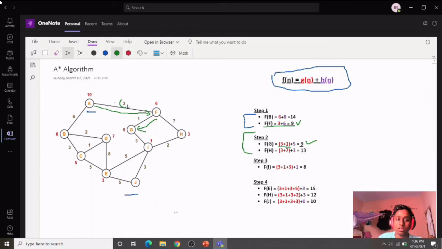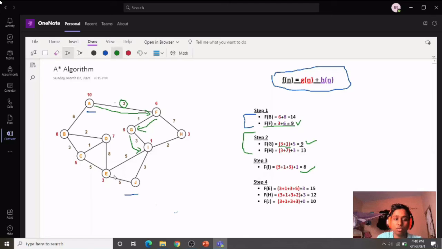So I have also added 3 plus 1. Okay, 3 plus 1. So now we have reached the node G. From node G we have only one node to reach, that is I. So we will move towards the node I. So in step 3 I found the value of f of I. Now we have reached the node I.